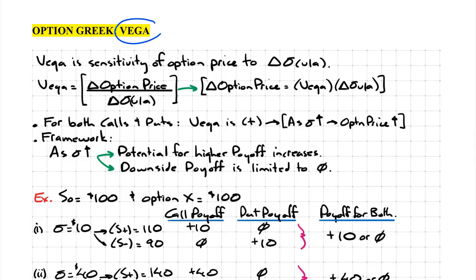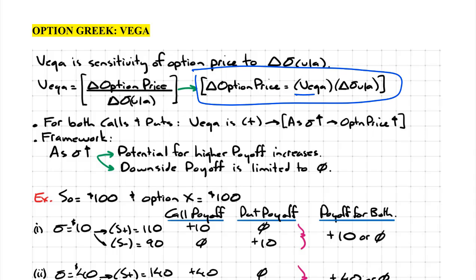Option Greek, Vega. Vega is the sensitivity of option price in response to change in the volatility of the underlying asset. Therefore, we can express Vega as follows. It's a change in option price relative to the change in volatility of the underlying asset. And what I always like to do with a ratio, which has a numerator and denominator, is take the ratio and flatten it out, which is exactly what I've done over here. So change in option price is equal to Vega times the change in volatility of the underlying asset.